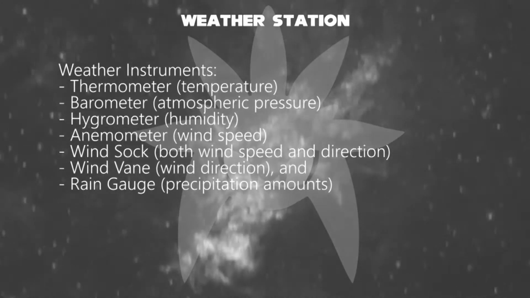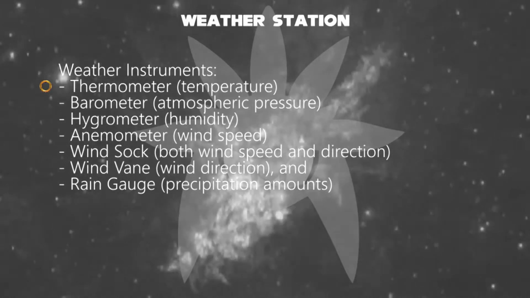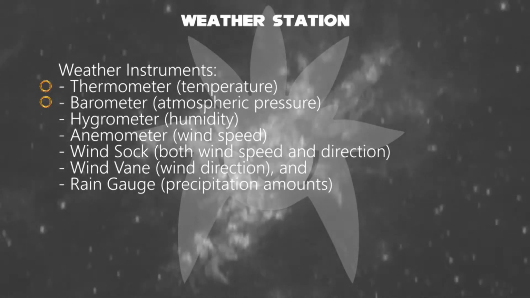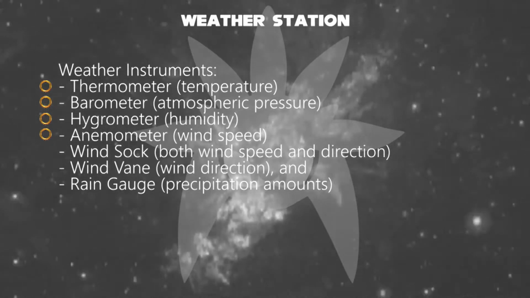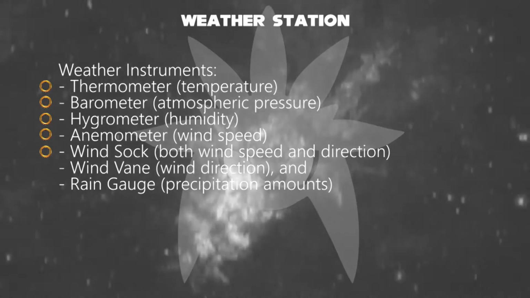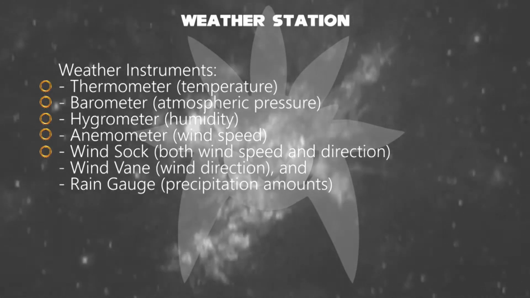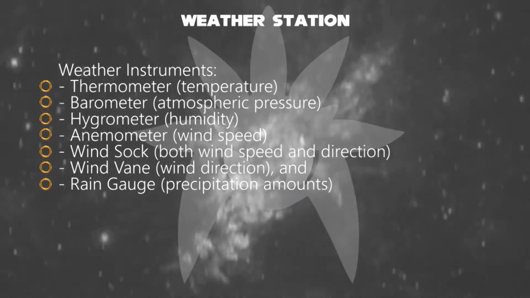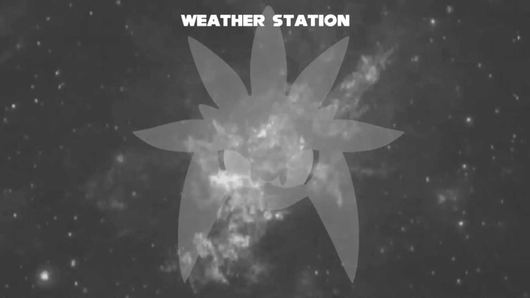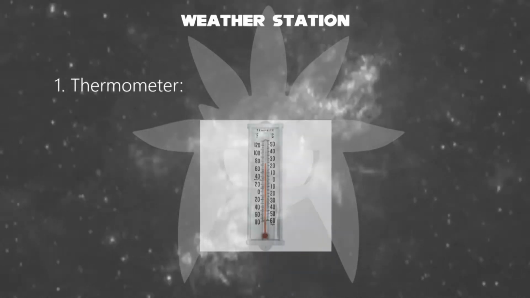Instruments we use, such as thermometer for measuring temperature, barometer for atmospheric pressure, hygrometer for humidity, anemometer for wind speed, windsock for measuring both wind speed and direction, wind vane for the wind direction, and rain gauge for the precipitation amounts. Let's start with the first instrument, thermometer.